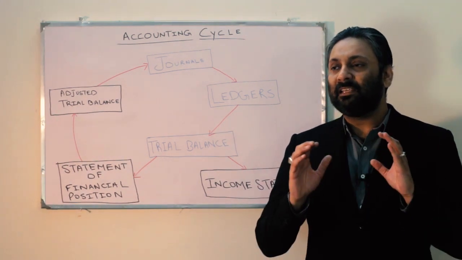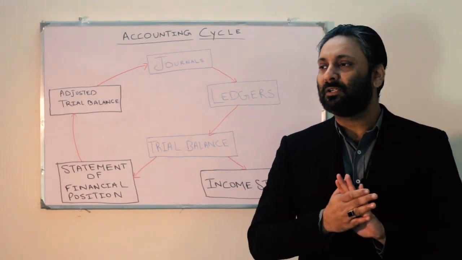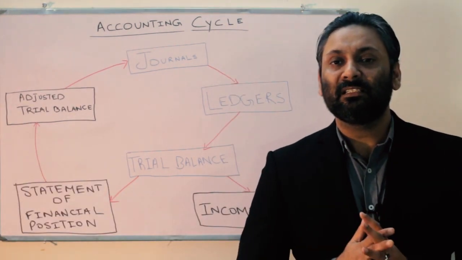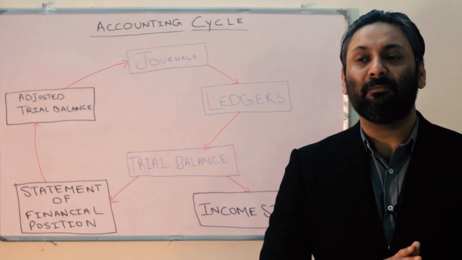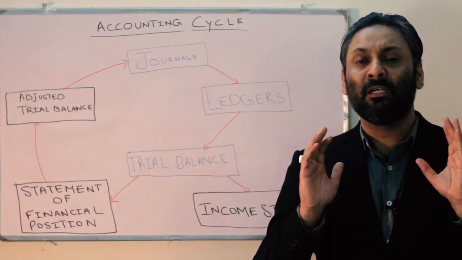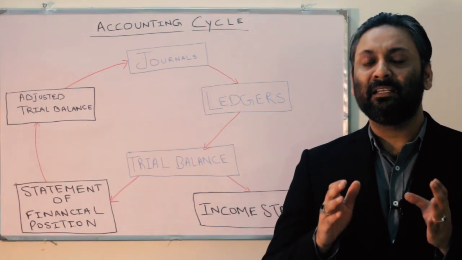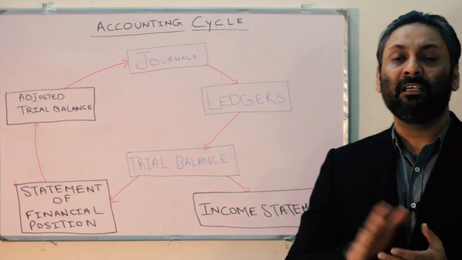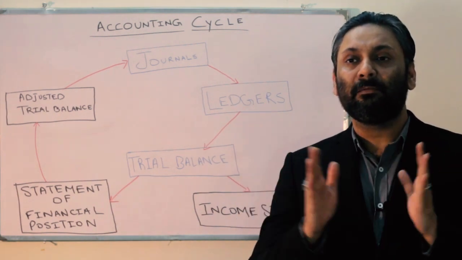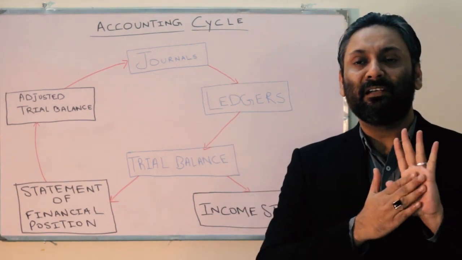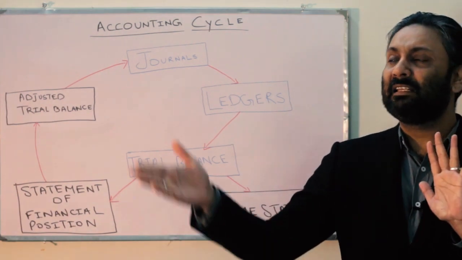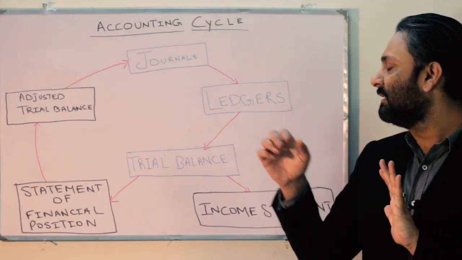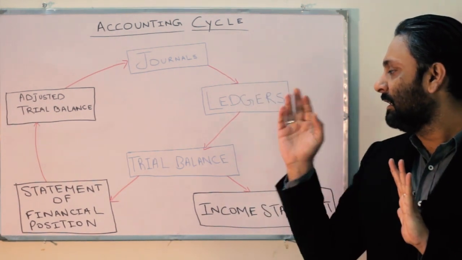Now, every time the accounting process begins, it starts with journals. What are journals? Journals are the day books. They are the books of prime entry in which the initial entries are made by an accountant. From the journals, we move to ledgers, where the initial entries are filtered. We are going to discuss each of them in a lot of detail a little later on.